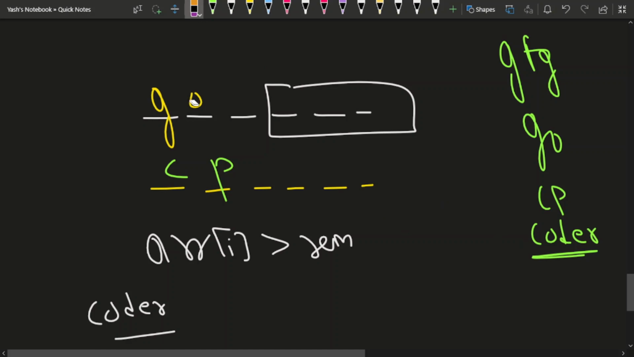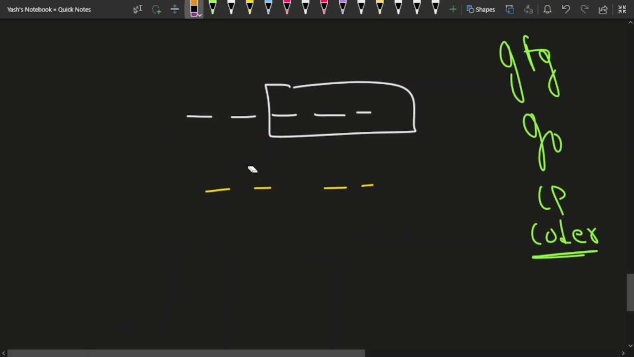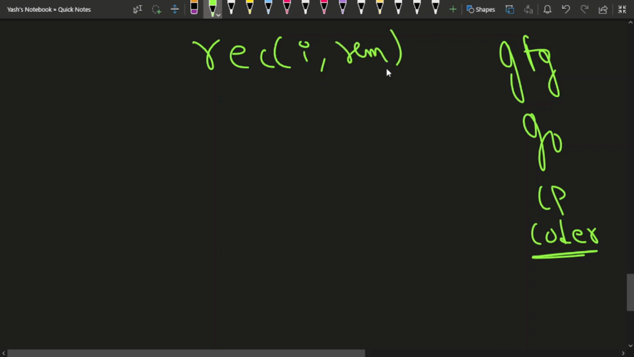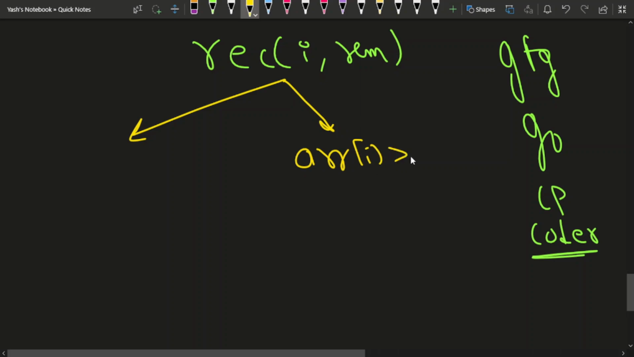So let's try and build the choice diagram for this, right? Let's try and see this. So basically, let's say that you are currently having a recursive call for i, comma, let's say the remaining number of words, right? This is what you are having. So there can be 2 scenarios, right? The scenario can be that if your length of the ith word is greater than what?